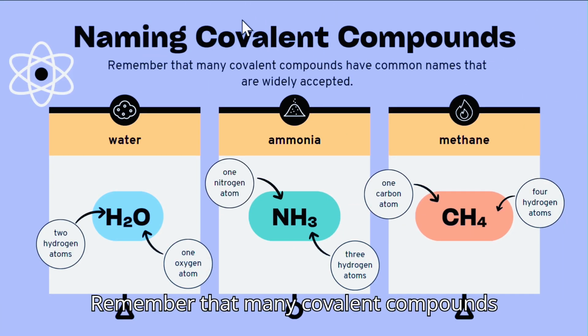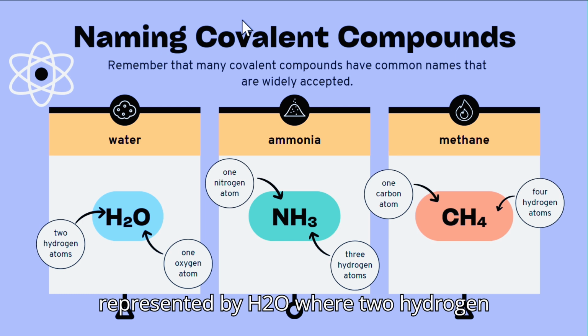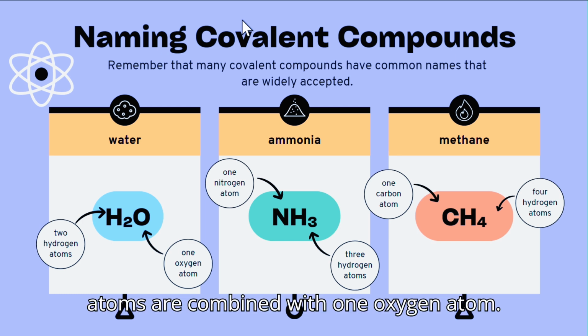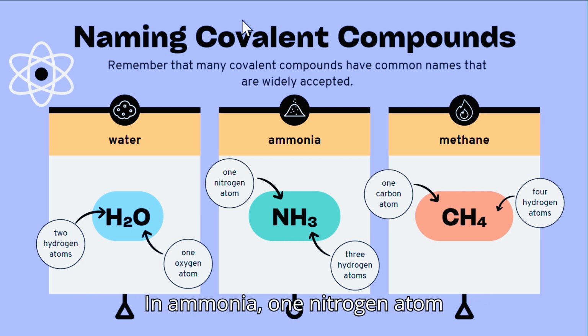Remember that many covalent compounds have common names that are widely accepted. For example, water. Water is represented by H2O, where two hydrogen atoms are combined with one oxygen atom. Other examples are ammonia and methane. In ammonia, one nitrogen atom is combined with three hydrogen atoms. In methane, one carbon atom is attached to four hydrogen atoms.